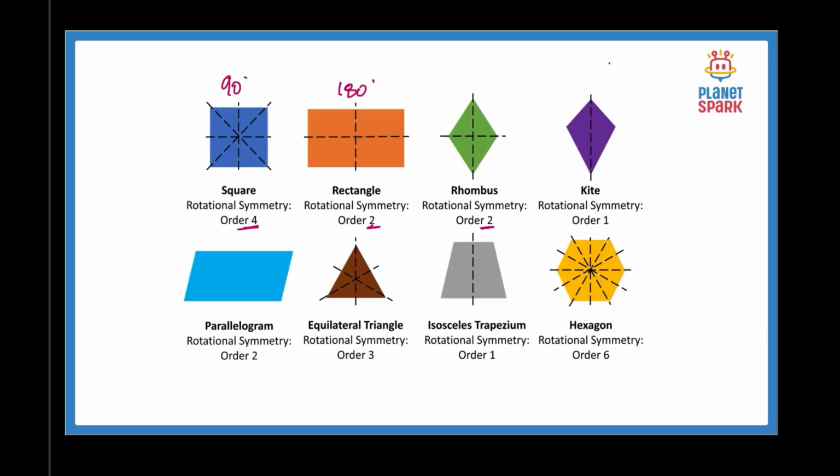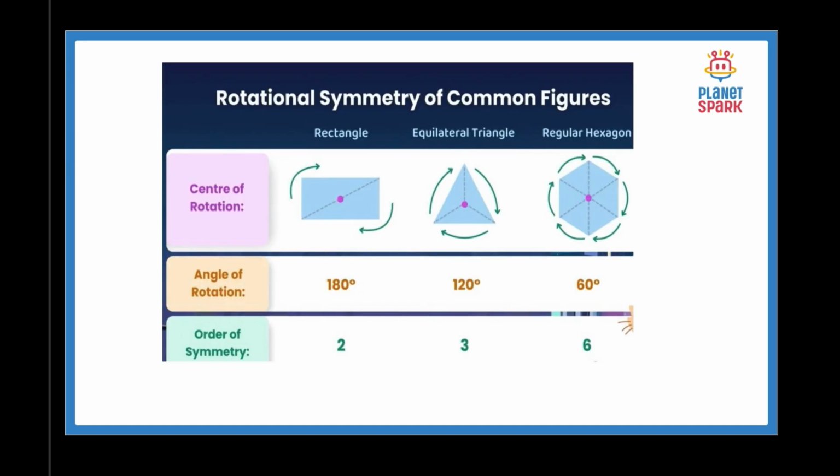Kite, the order of rotational symmetry is 1. Parallelogram, the order of rotational symmetry is 2. Equilateral triangle, the order of rotational symmetry would be 3, and the angle would be 360 degree divided by 3, which is 120 degree. Isosceles trapezium, the order of rotational symmetry is 1, and regular hexagon, it is 6.